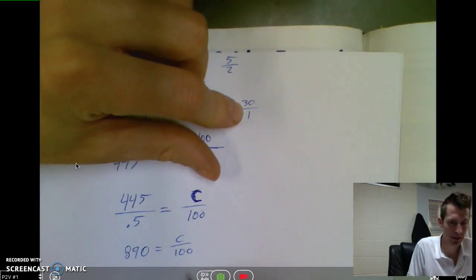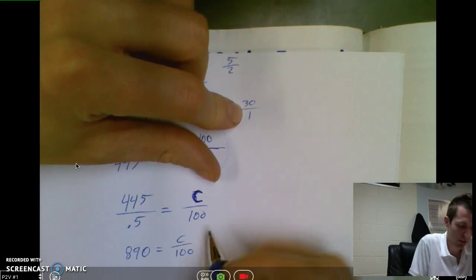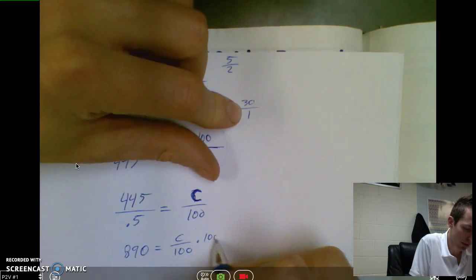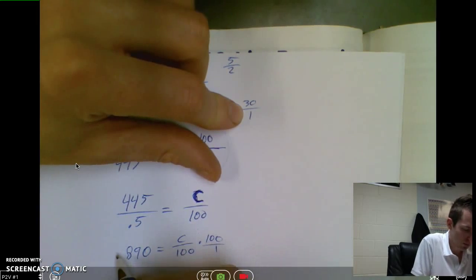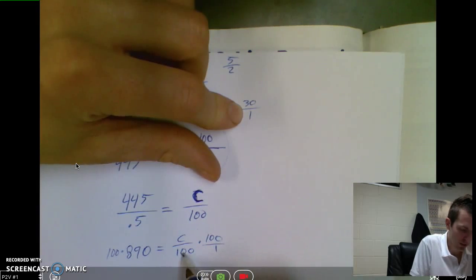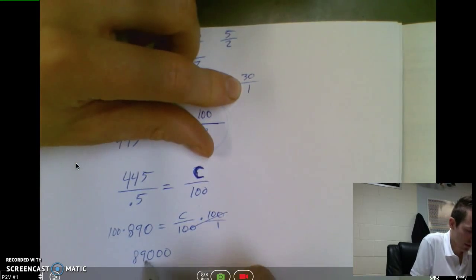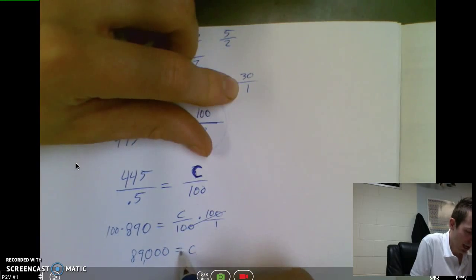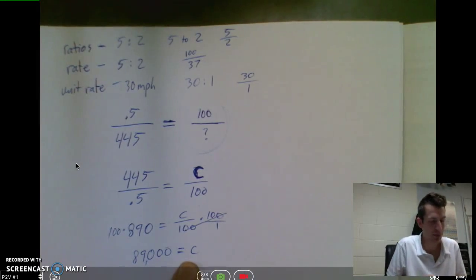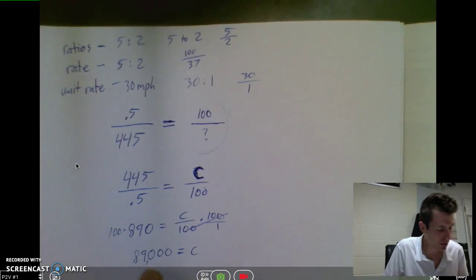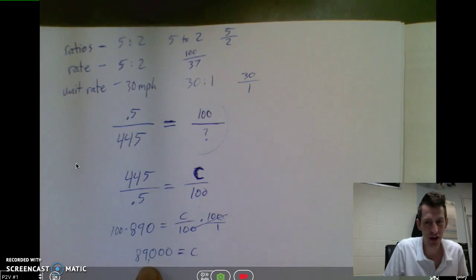How can I get C by itself? Well, I can just multiply both sides by 100, right? Multiply by 100, both sides, and those hundreds cancel out. And I've got now 89, 0, add the 2 zeros for the 100. Can you see this? Equals C. How much can you carry? If you weighed 100 pounds, you were as strong as a rhino beetle, you could carry 89,000 pounds.